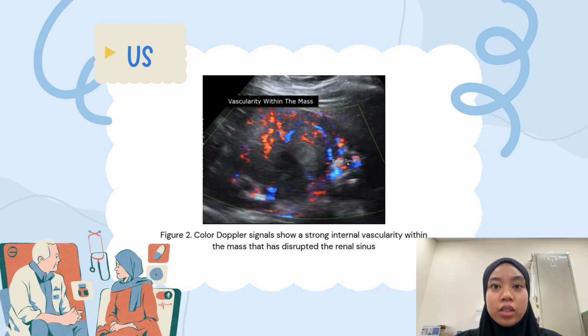Next, this image is the color Doppler signal of ultrasound that shows internal vascularity within the mass, meaning that there's a presence of blood flow inside the lesion. So this abnormal vascular pattern suggests a solid hypervascular tumor rather than a simple cyst. And this is commonly seen in renal cell carcinoma.